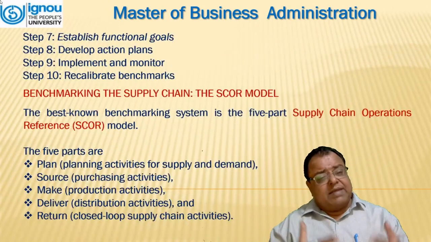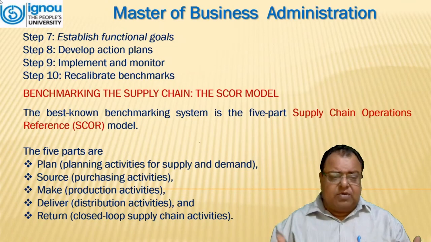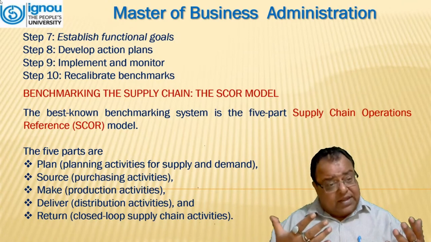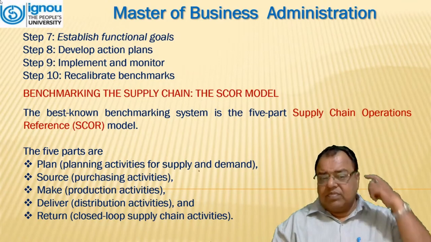Seventh step is establish functional goals. Eighth step is develop an action plan to execute them. Then comes step 9, to implement and monitor. And step 10 is recalibrate benchmarks.